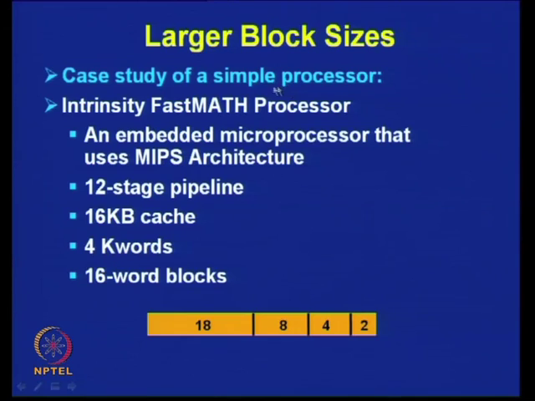So, this is a simple case study of a real life processor, the Intrinsity FastMATH processor, an embedded microprocessor that uses the MIPS architecture, and this particular processor is used in many embedded applications. It has a 12 stage pipeline and 16 KB cache memory, each of 4 K words. 16 KB cache means 4 K words and 16 word blocks. So, you can see here that the block size is quite large, because each block contains 16 words, and these are the different components. This is the 32 bit address, which is divided into different parts, you can see. Okay.